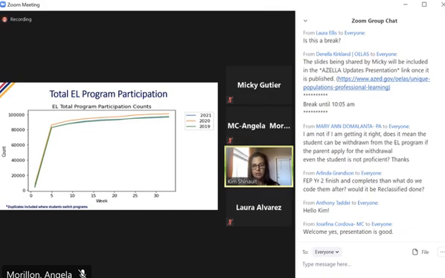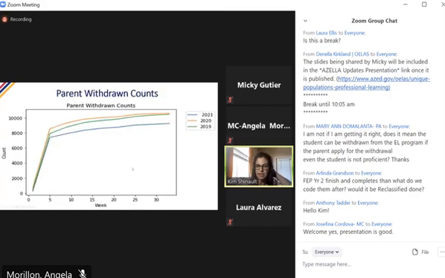So looking next at parent withdrawal counts. Now this shows a little bit better what those changes are year over year because those lines are separated. So if you look at 2019 compared to 2020, you can see that parent withdrawal counts increase each year.